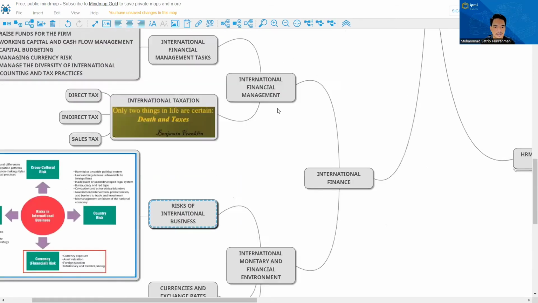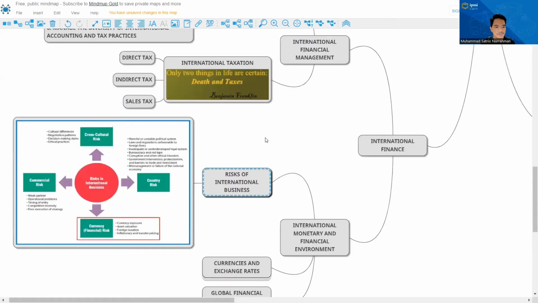Now let's discuss the first thing. Risk of international business can be divided into 4 risks. These are the 4 main risks of doing international business. The first one is cross-cultural risk. It's about cultural differences, negotiation patterns, decision-making styles, and ethical practice. The second one is country risk. There's so much that we can discuss about country risk.